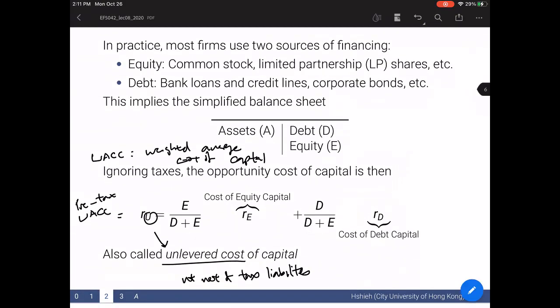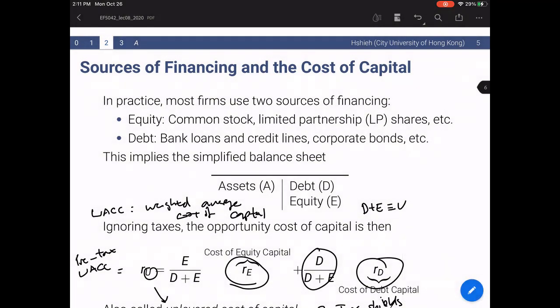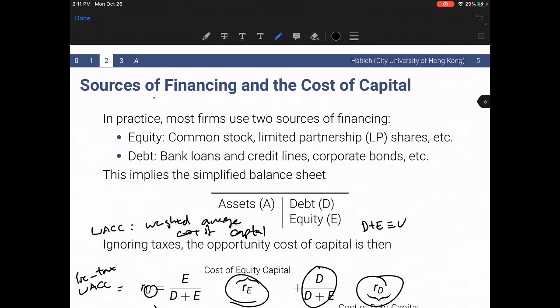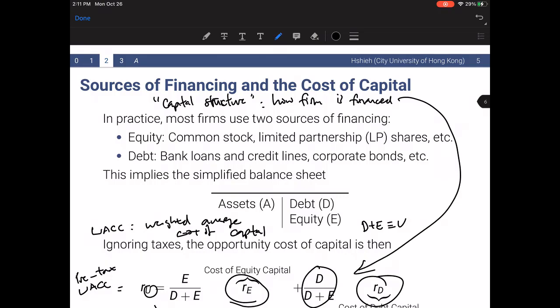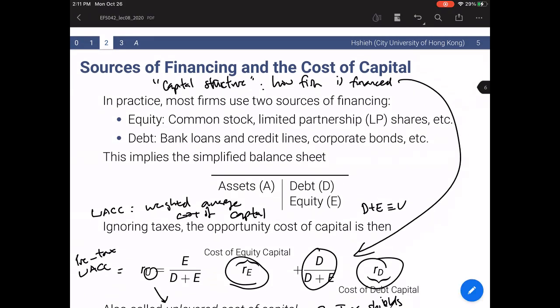So let me emphasize the term here. Capital structure is indicating how the firm is financed, and it's represented by the debt to firm value ratio, or even just the debt to equity ratio. You get the same results.